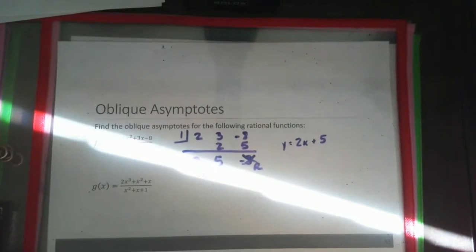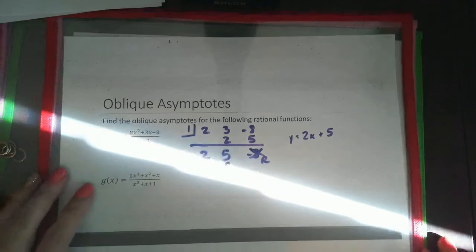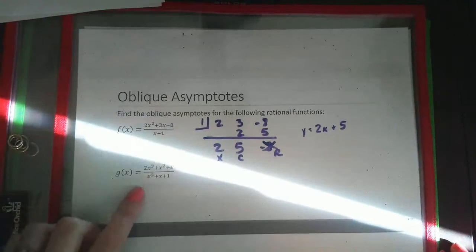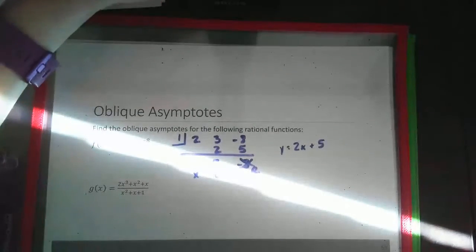For g of x, we're looking at 2x cubed plus x squared plus x over x squared plus x plus 1. This is also going to have an oblique asymptote because the degree of the numerator is 1 greater than the degree of the denominator. But this time, I'm not dividing by a linear term, x minus something. It's a quadratic. So I'm going to have to do polynomial long division.